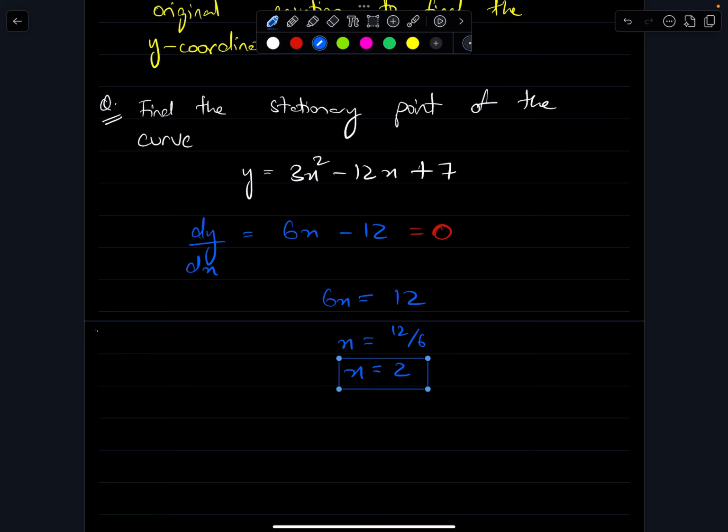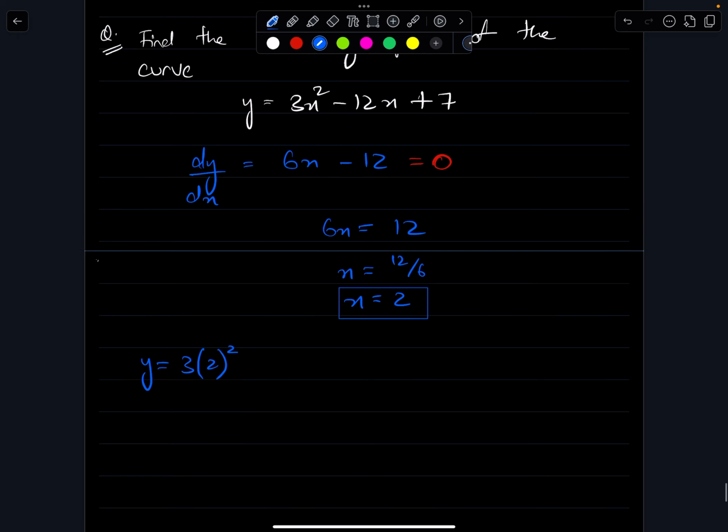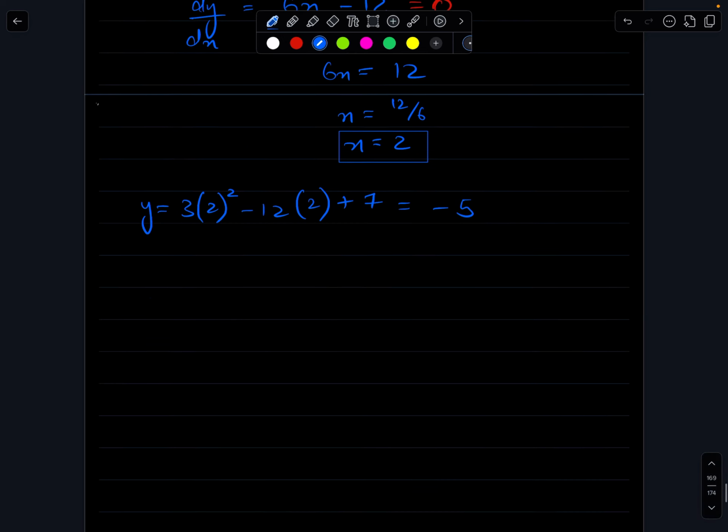Since we are also given the equation of the original line, we will substitute the value of x into this line to find the y coordinate at x equals 2, and the y coordinate turns out to be minus 5. Thus, the coordinates of the stationary point, vertex, or turning point are (2, minus 5).